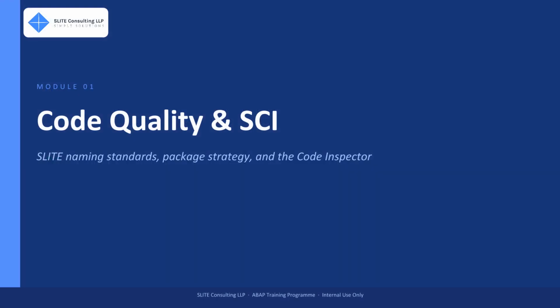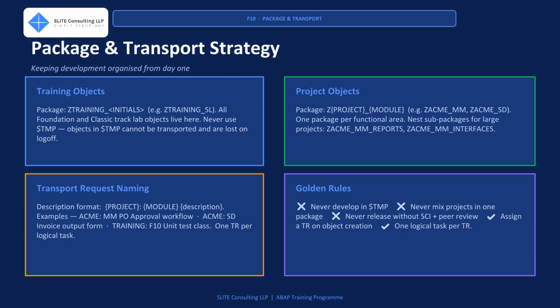Module 1 focuses on getting code right at the point of writing: naming standards, package and transport strategy, the code inspector, and the anti-patterns the peer review will flag. The next 5 slides walk through each of these in turn before we move to ABAP unit testing in Module 2. Objects live in packages.